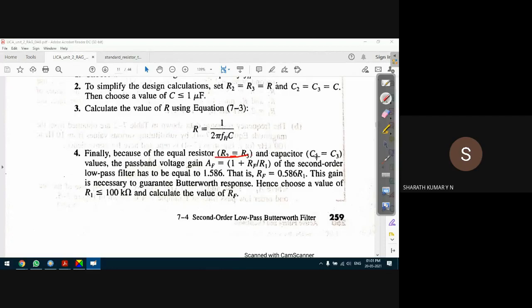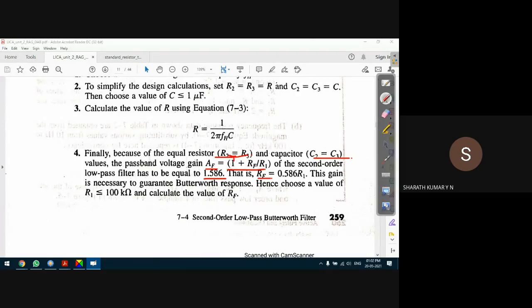That's how we select R2 and R3, C2 and C3, so that both networks will give the same value of filtering. Filtering should be the same. AF is the gain of the non-inverting amplifier, 1 plus RF by R1. For the second order low pass filter, the passband gain has to be approximately 1.586. So simplifying this, the gain should be 1.586.